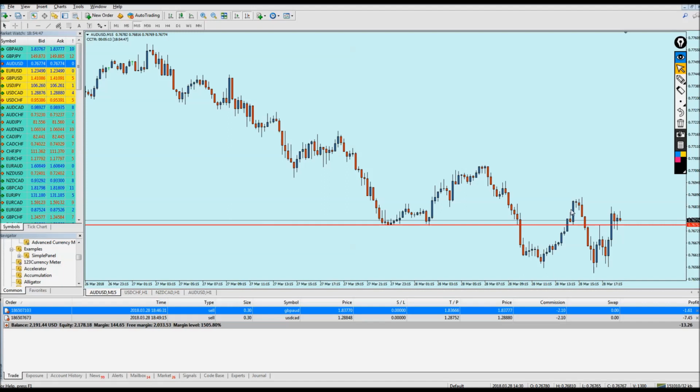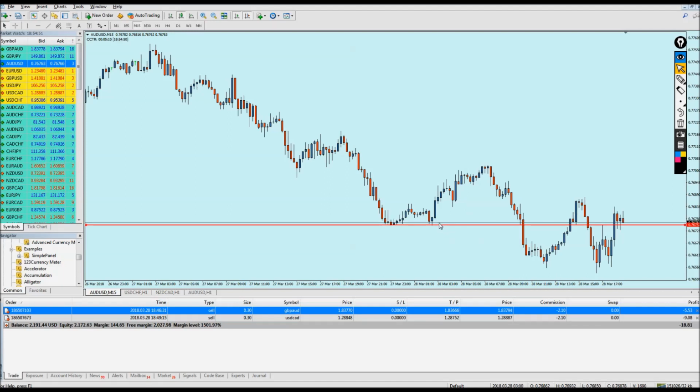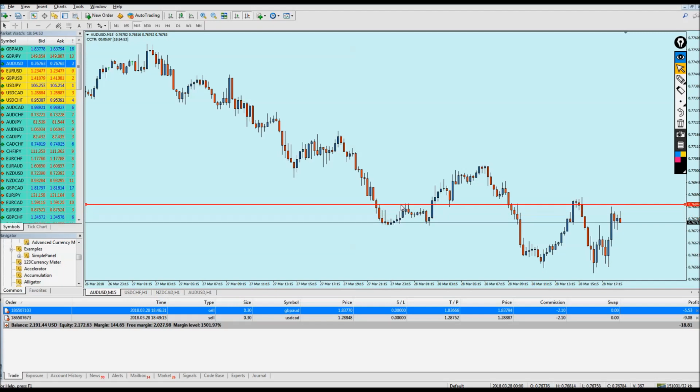AUD/USD, we need to see a strong resistance line, and let me show you. We have these long wicks here, meaning this is a strong resistance line. So we have the breakout candle here. So I will wait for the candles to go all the way up again, hitting this level. Then I'm going to place my sell.